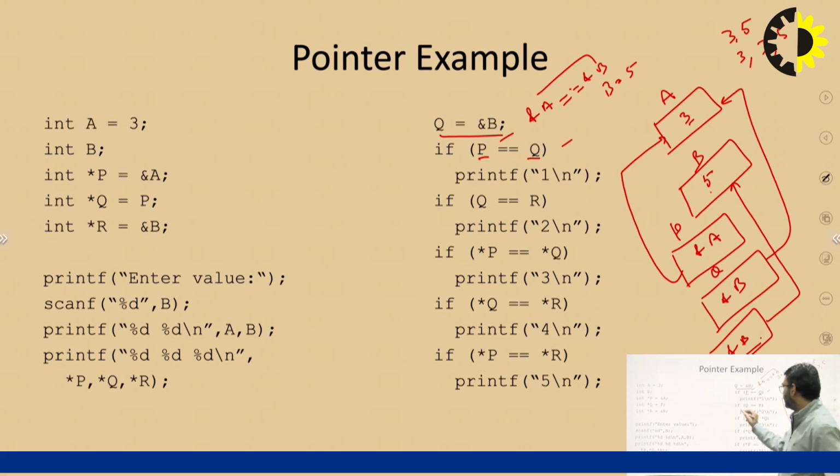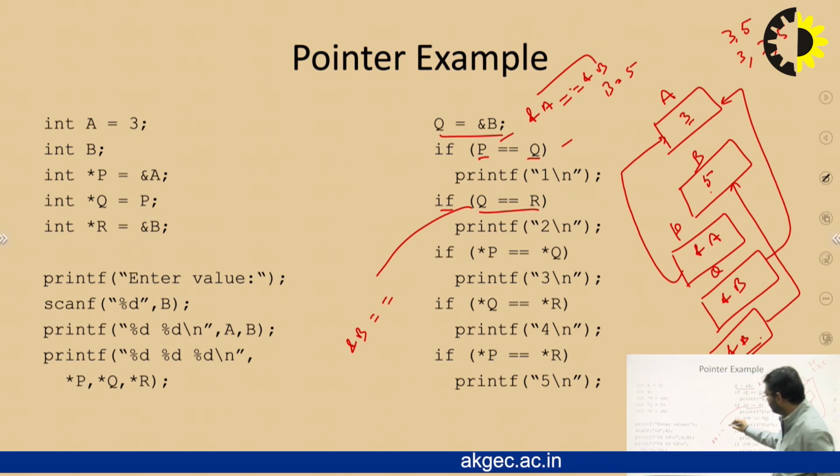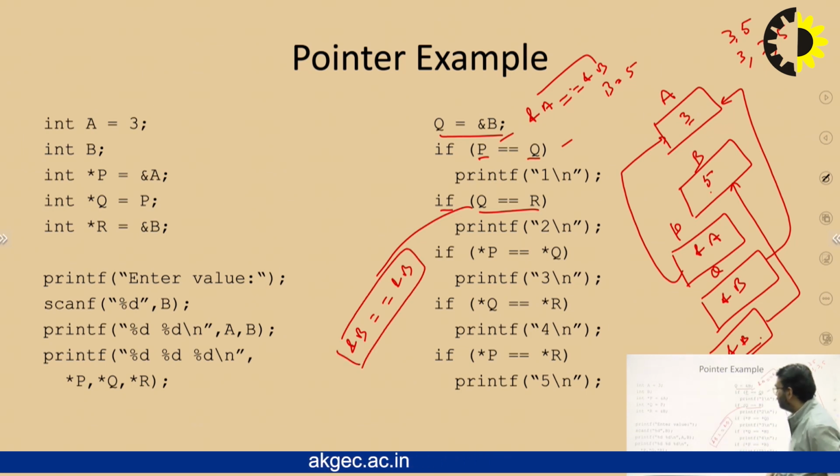Now we will move on. If q is equal to r, q is equal to r means q consists the address of b and r consists the address of b. So both are equivalent. So the next output will be 2. We have to print 2.